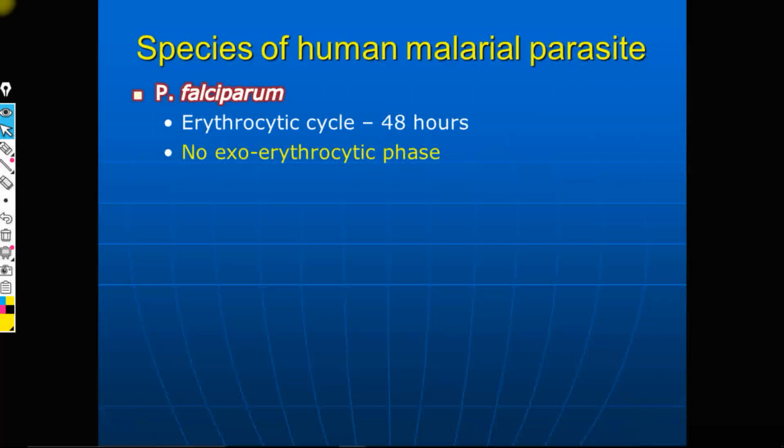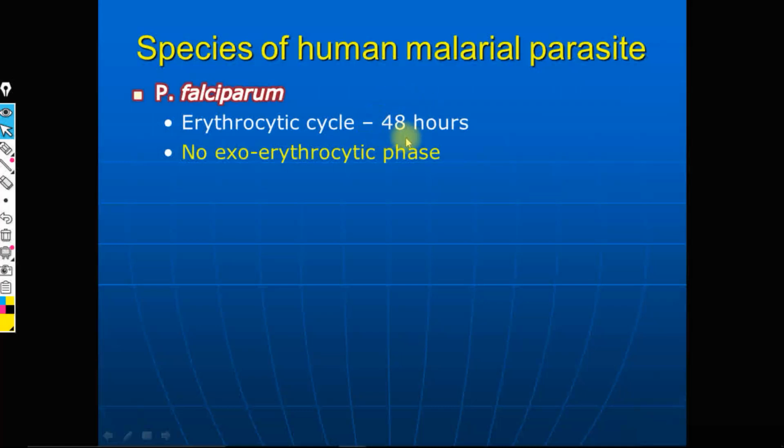So starting with the first one and the most important one is Plasmodium falciparum. Plasmodium falciparum has an erythrocytic cycle of 48 hours, and there is no exoerythrocytic phase for Plasmodium falciparum, right? So that means if a drug for chemoprophylaxis is effectively used, then definitely it will solve the problem. Okay, that's how you will use it as far as the therapeutics or management of the disease is concerned.